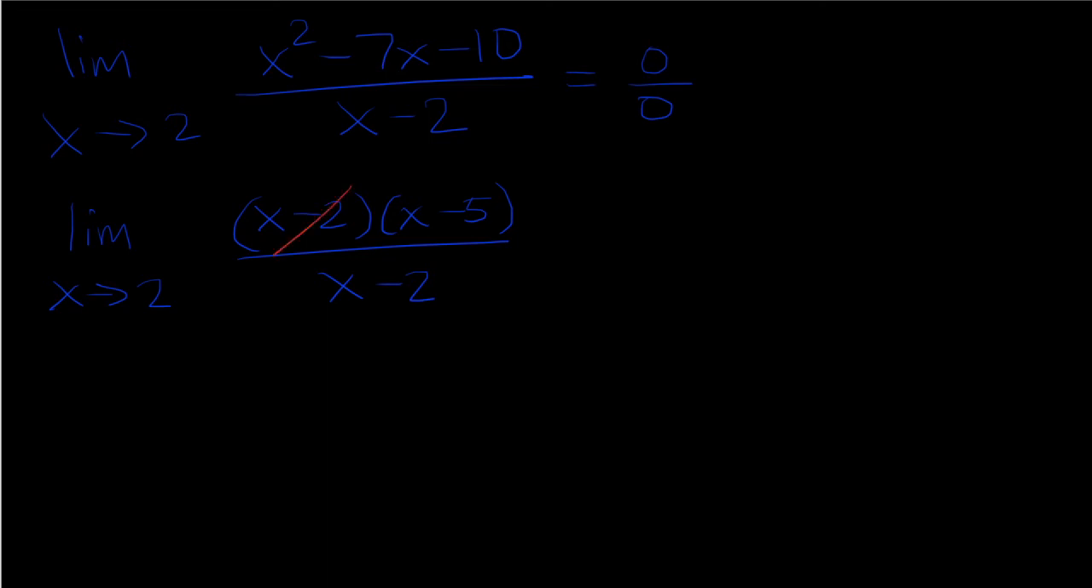There's x minus 2 in both the numerator and denominator. That's going to go away. And now I could just plug in x equals 2 to get negative 3. That's my final answer.